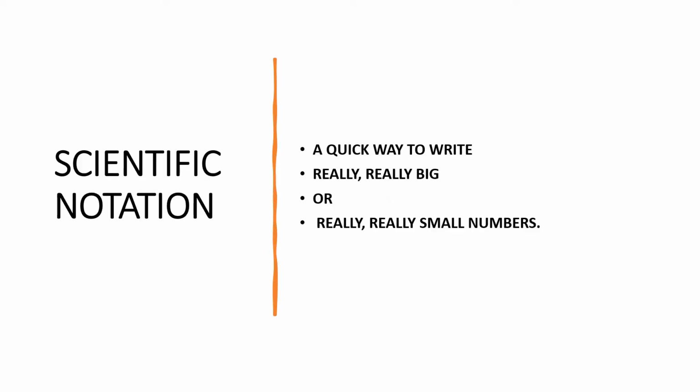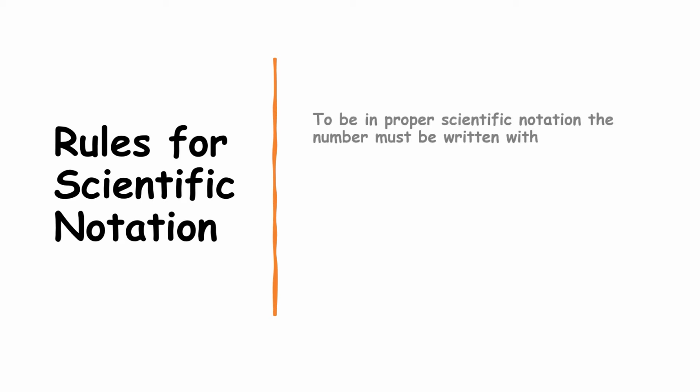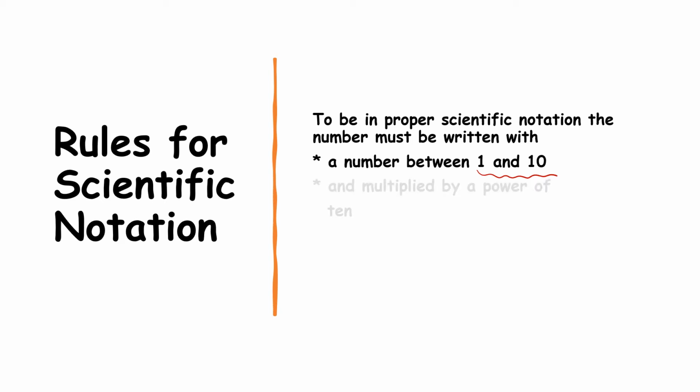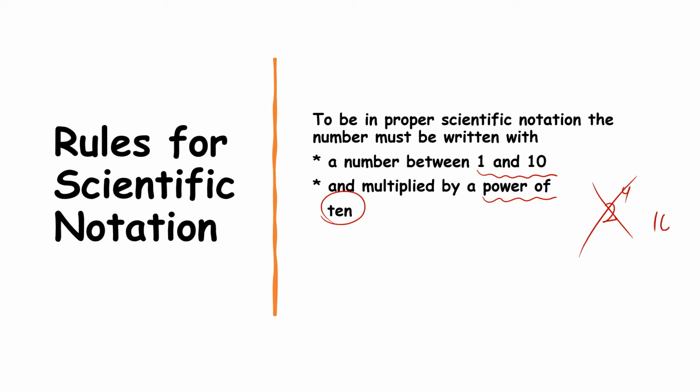Now understand the different rules of writing scientific notation. The number should be between 1 and 10, and it has to be multiplied by a power of 10. It means you cannot write 2 to the power of 4. No. The base must be 10, and the exponent could be a positive whole number or a negative whole number, any number with a positive or a negative sign, but the base must be 10.